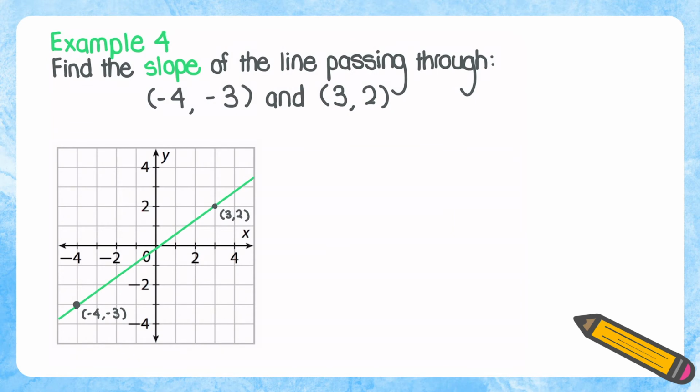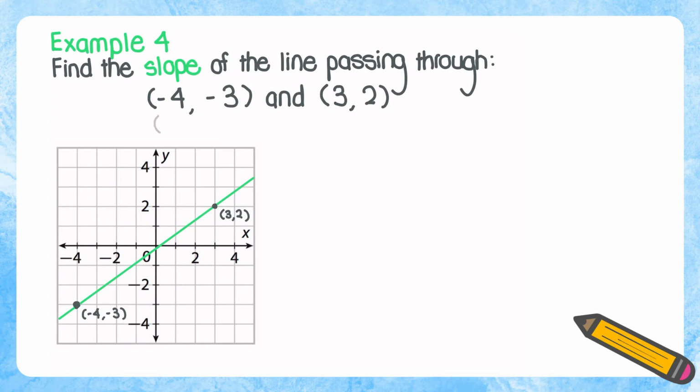Alright, next let's find the slope of the line passing through (-4, -3) and (3, 2). Notice we have some negatives here, but don't worry, it's all still the same. You just got to be a little more careful when you're adding and subtracting. So looking here, I have the 2 points and the line going through it. Graphically, I know that my slope is going to be 5 over 7, but I want to make sure by using the formula.